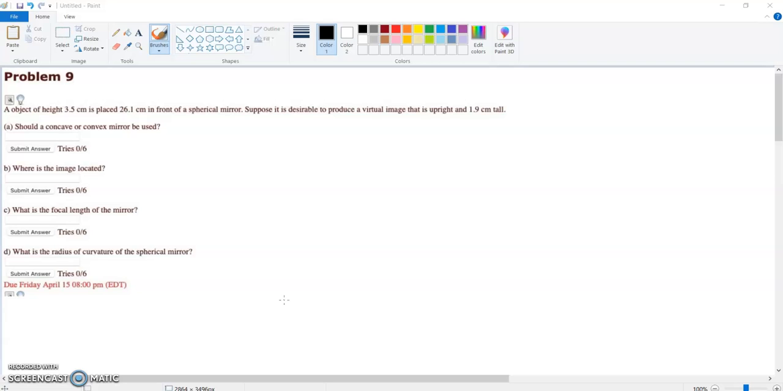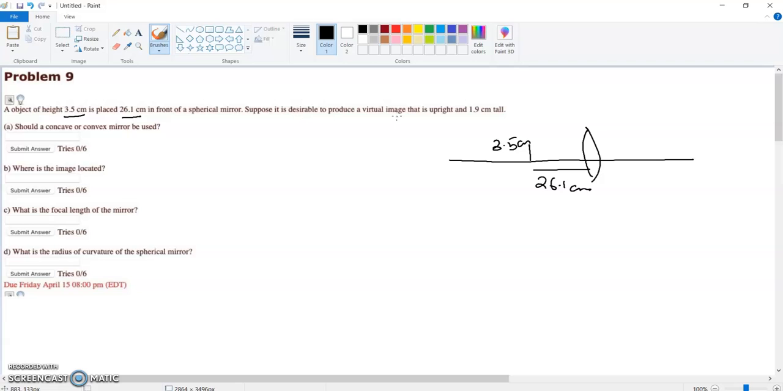Hello, good morning. So this is problem number 9, which is similar to the lenses problem that we were doing. It says an object of height 3.5 centimeters is placed 26.1 centimeters in front of a spherical mirror. So we have a mirror over here, and an object is placed at a distance of 26.1 centimeters. The height of the object is 3.5 centimeters.